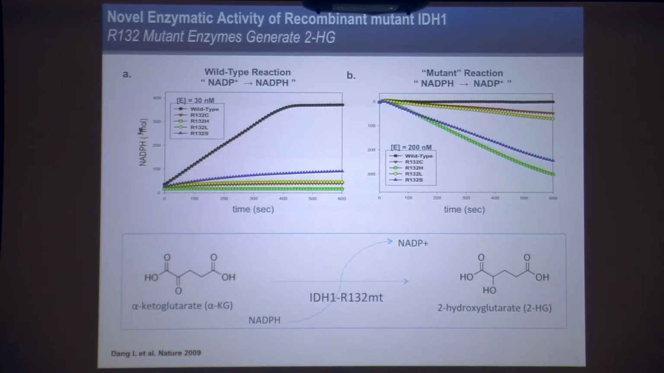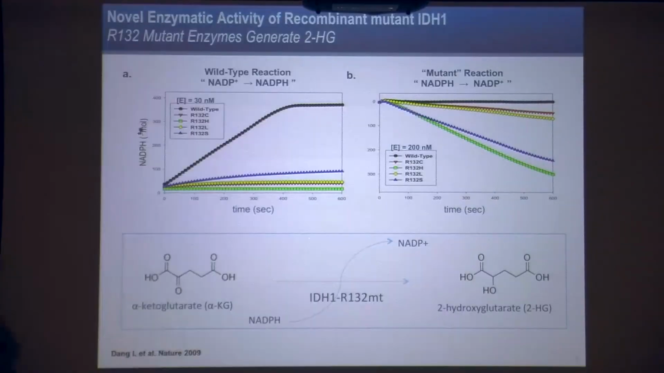We went back and did the experiment to show, and I'm not going to go through this in the interest of time, exactly what Matt pointed out: the enzyme isn't converting isocitrate to alpha-ketoglutarate. It's actually running the reverse reaction, taking alpha-ketoglutarate to produce 2-hydroxyglutarate. And in the process, producing 2-HG and consuming NADPH, and that's exactly what we see here with the mutant enzyme activity.